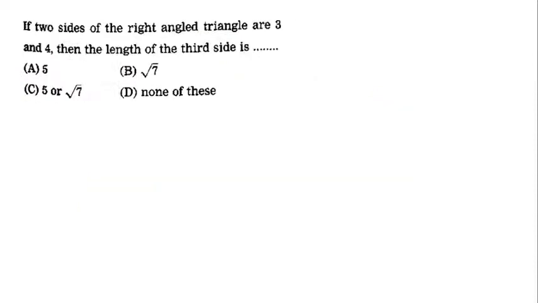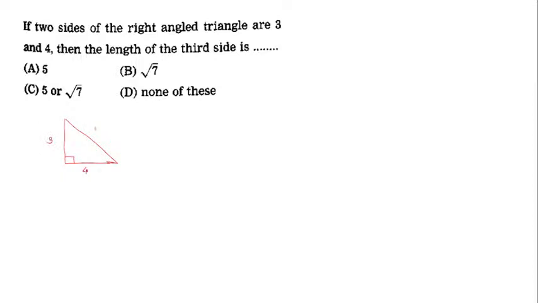Okay, the next question is: two sides of a right angle triangle are 3 and 4. Then the length of the third side is 5, root 7, 5 or root 7, or none of these. So again we have to draw a diagram. Suppose there is a right angle triangle. The two sides are 3 and 4.